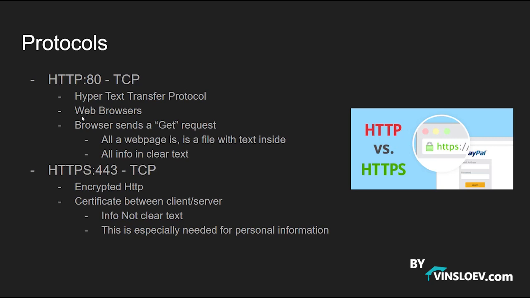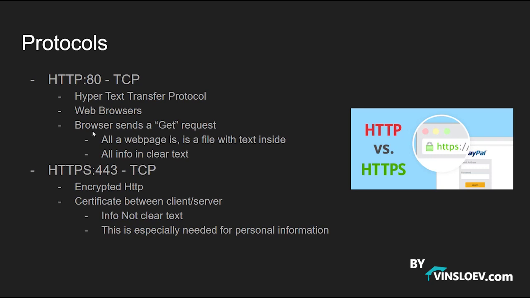So when you are browsing the web, your browser is basically sending a GET request to a server to get the information that you need in order to view this web page. And all a web page is basically a file with some text inside. So your browser will say, hey, I need this file and information because my user is currently going to watch Google, so I need to see what is on the Google page. And all the information that is transferred between you and the server is all in clear text, meaning that anyone can see whatever is getting transferred.